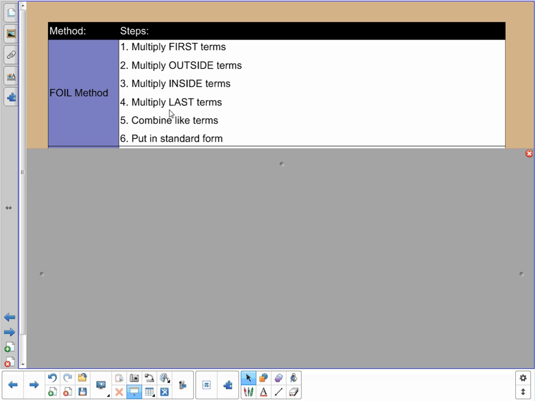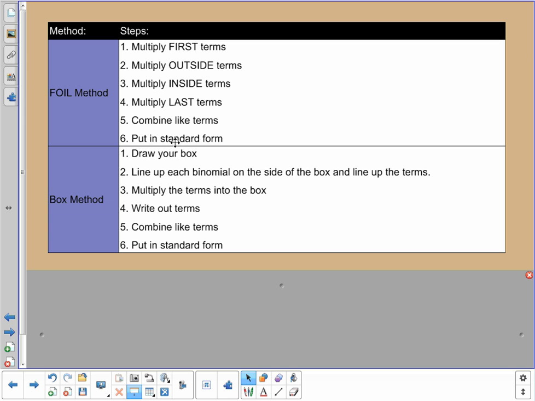Because really what's happening here is when you have two binomials that you're multiplying together, it's just two sets of distribution. So I have to distribute the first term and distribute the second. This is just an acronym to help us remember that. I can also use what's called the box method. We'll draw a box and we'll line up one binomial on the top and one binomial on the side, and then we'll multiply inside the box. Same thing: combine like terms, put in standard form.